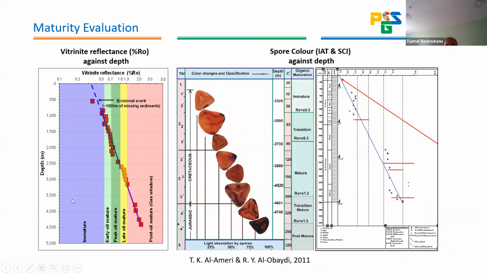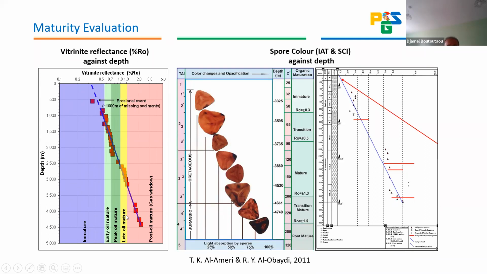For vitrinite reflectance, we take samples on a whole rock or on a kerogen, we prepare a kerogen, and then we look at vitrinite particles and we measure the reflectance. We get the reflectance values of each sample, and then we can plot them, and then we can obtain a maturity profile for a given well, either for vitrinite or spore in this case.